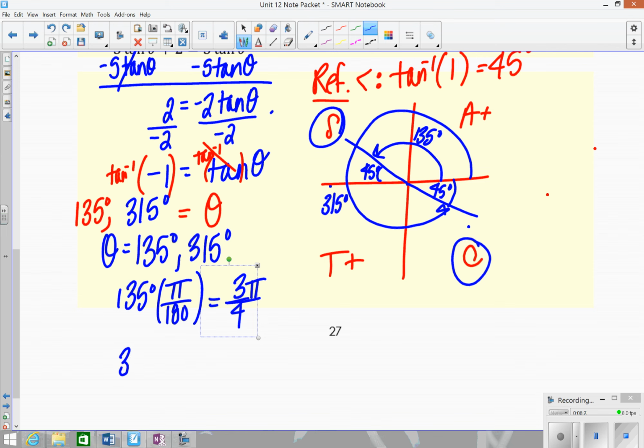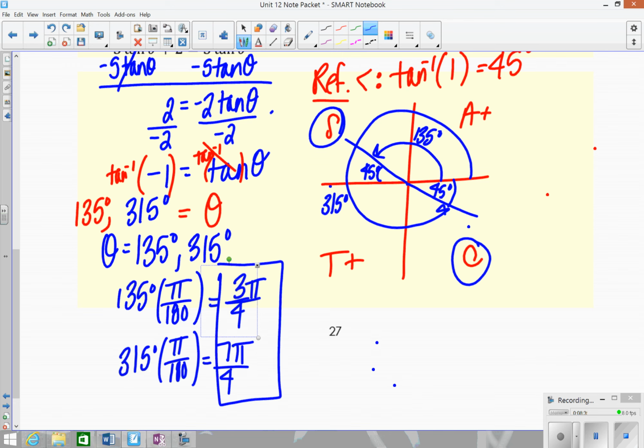And then if I convert 315, same thing, times pi over 180. Just do the numbers, so 315 divided by 180, and you get 7/4. And then just keep the pi on top. So my two answers for this would be 3 pi over 4 and 7 pi over 4.